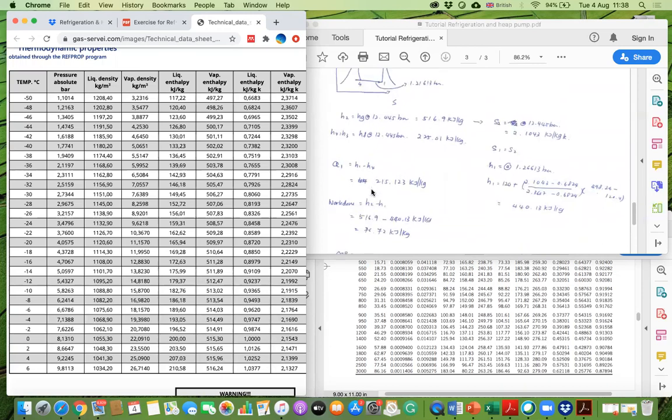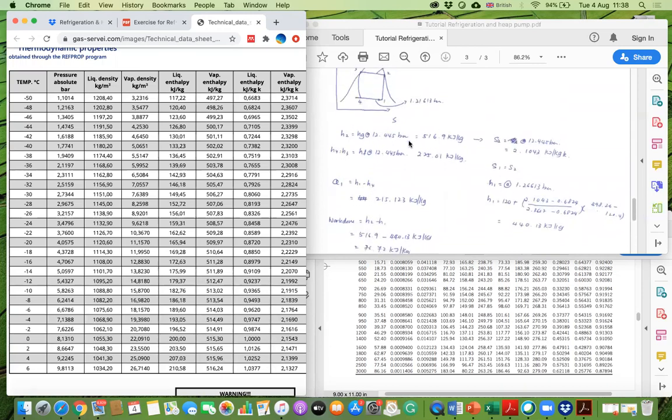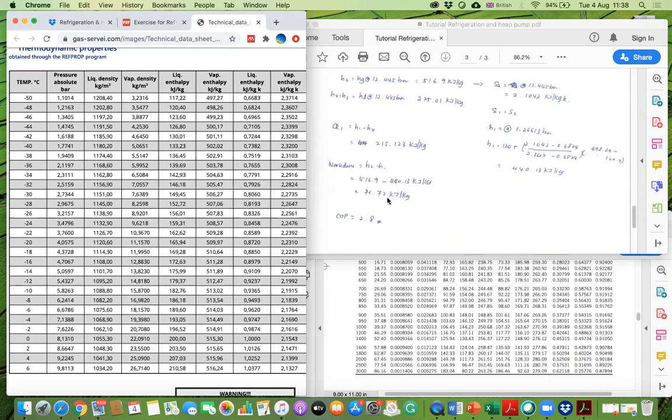The work done is always 1 to 2. So you just plug in the values here, then voila, you can get your work done. And you know that the Q1 over work done is your COP. Then you can get your answer. So I hope now you can understand the tutorial.